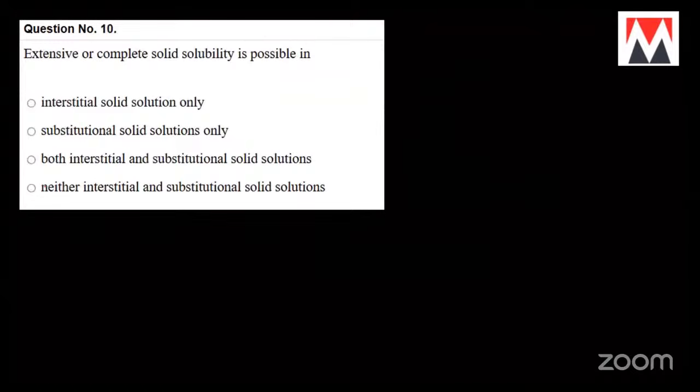So extensive or complete solid solubility is possible in. It's a very good question. It's a good question actually. Please do this.